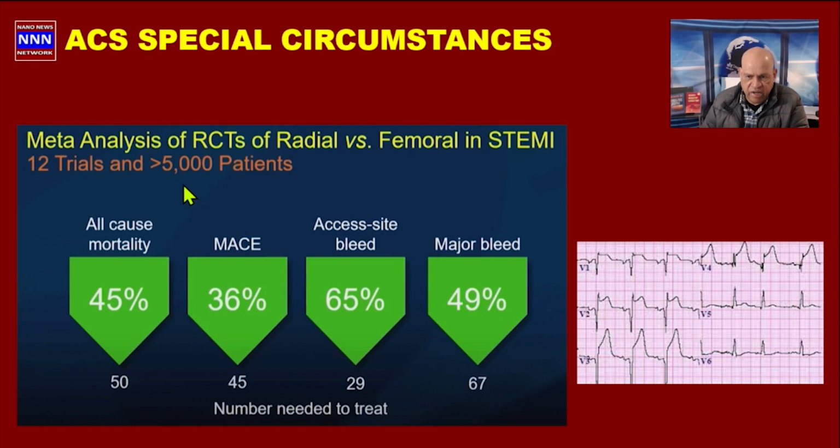And here is a study which showed radial versus femoral artery in STEMI. There was a 45% reduction in all-cause mortality, 36% reduction in MACE events, and access site bleeding was reduced by 65% and major bleeding by 49%. So clearly there is no doubt going through the radial approach will significantly reduce morbidity and mortality in patients with STEMI.